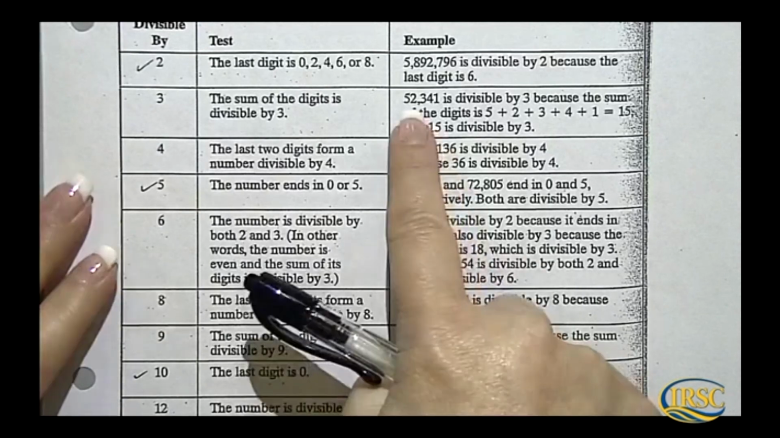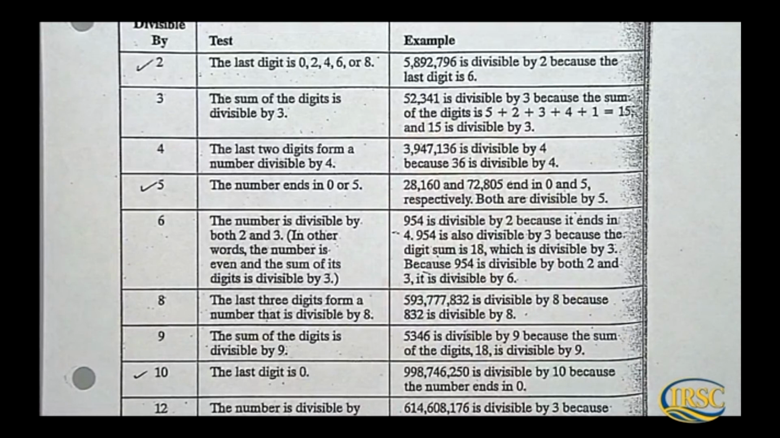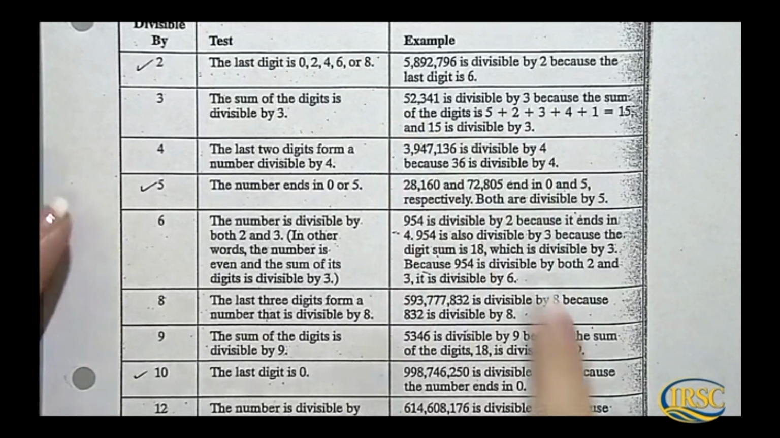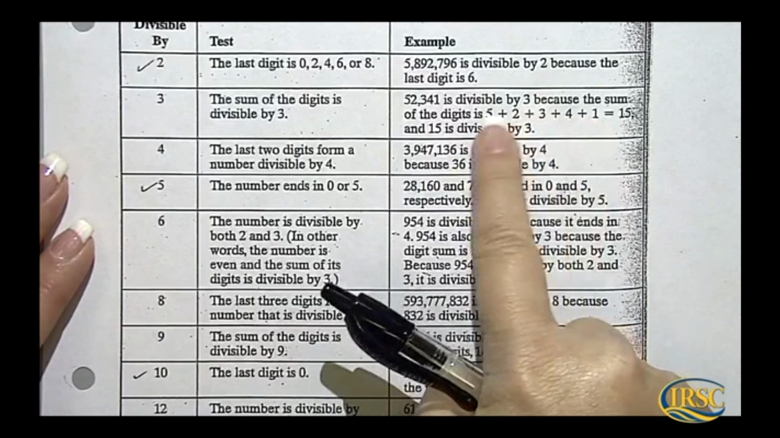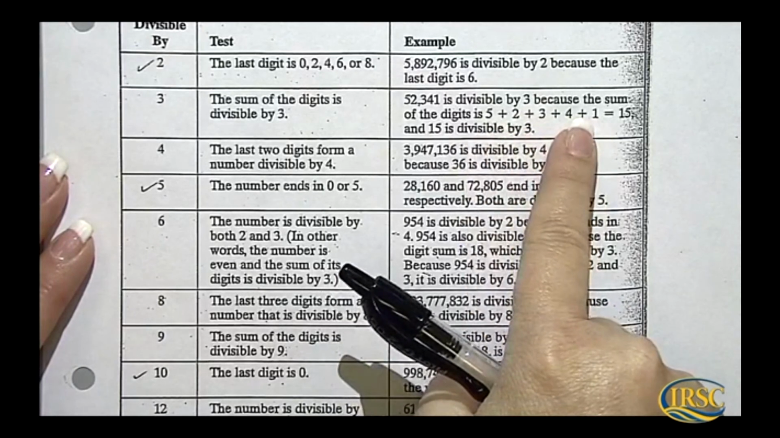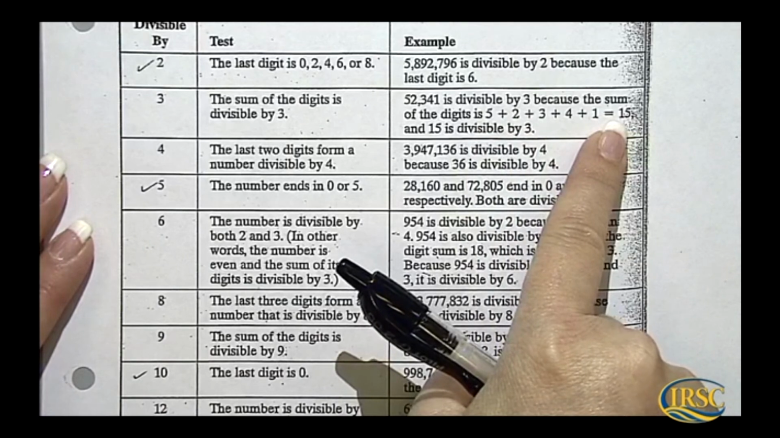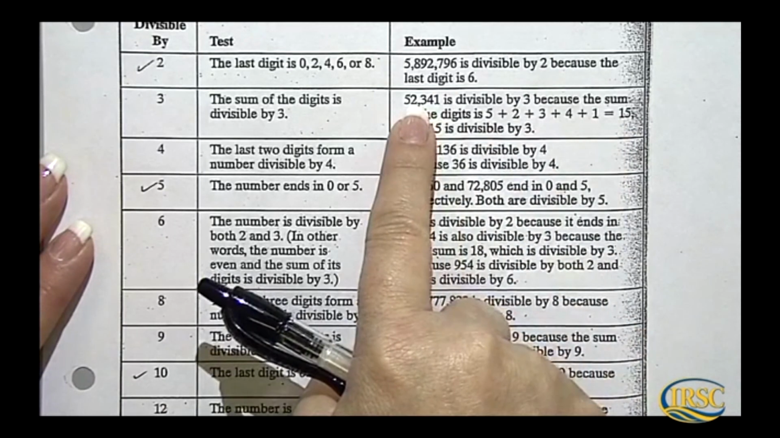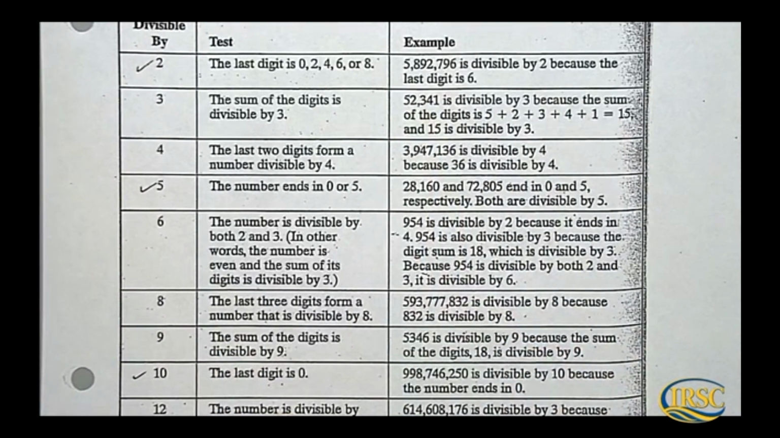So for example, 52,341, that's a huge number to have to wonder if it's divisible by 3. But if you add 5 plus 2 plus 3 plus 4 plus 1, so those are the digits in that number, notice you add it and it equals 15. Well, 15 is divisible by 3, so therefore that big, huge number is also divisible by 3. Okay, maybe a trick you're saying that would have been helpful to know all these years.